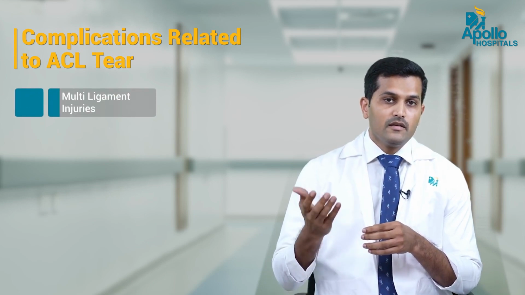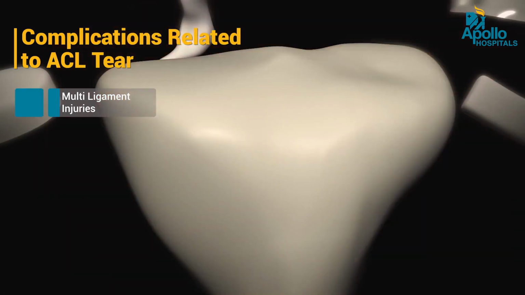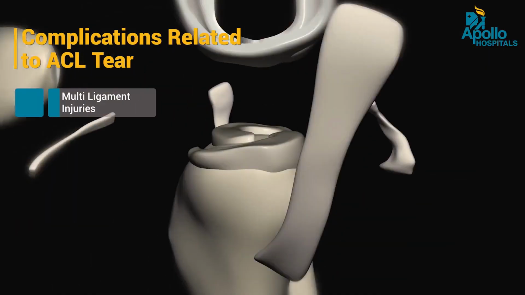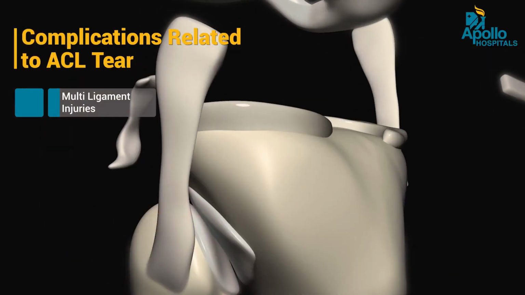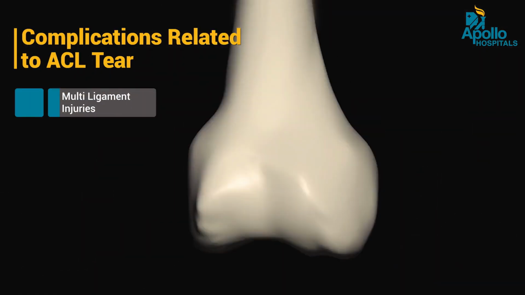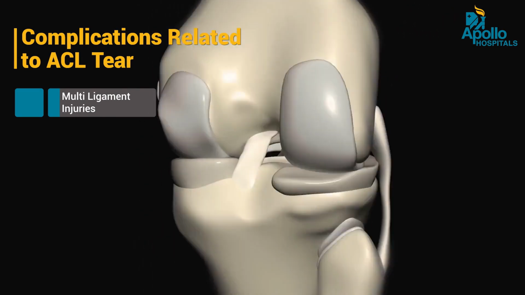If you have these symptoms, then you need to consult a doctor immediately, because if you don't take care of these instability issues, the ACL injury can lead to multi-ligament injuries. In a knee joint, we have 4 ligaments: the 2 cruciate ligaments, and 2 shock absorbing ligaments, which are for the meniscus. So when an ACL ligament is torn, and if you don't give proper treatment, then it leads to a meniscal tear, which is very common.